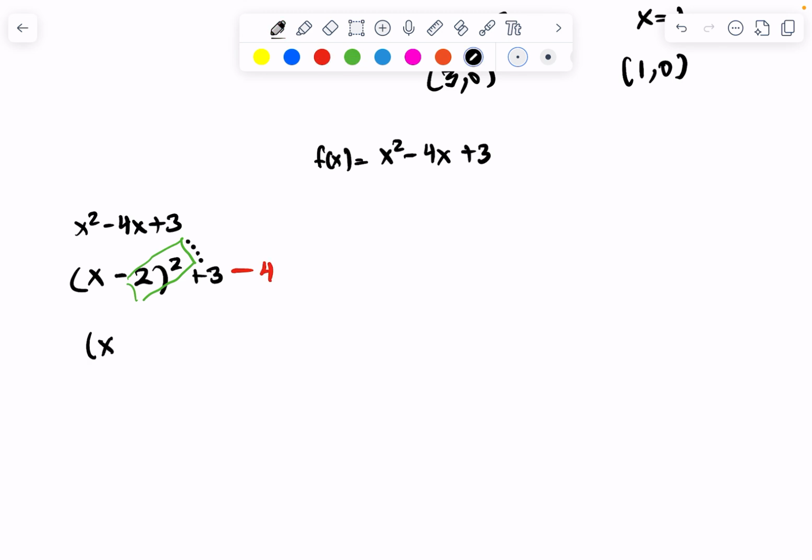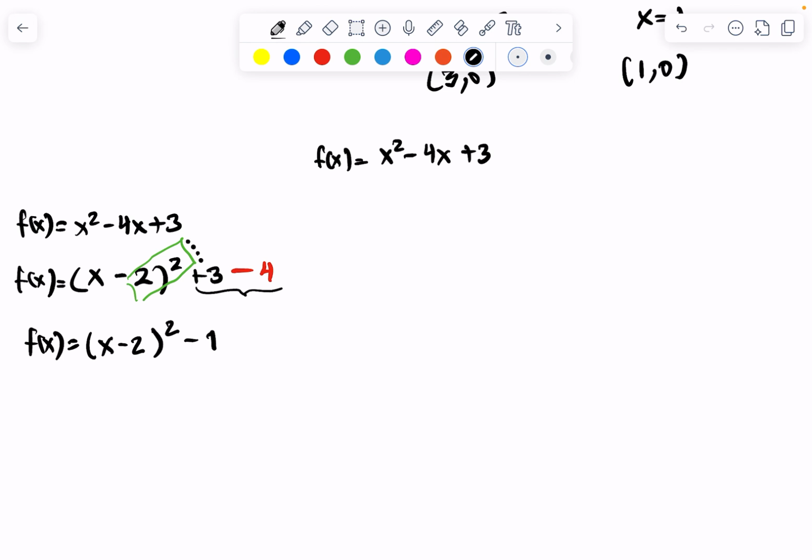And then finally, you get that x minus 2 squared, and then positive 3 minus 4. You combine those terms, those are like terms, you get a negative 1. And so this is your function using completion of squares, or completing the square, I'm sorry. Okay, so that's one way to do it.